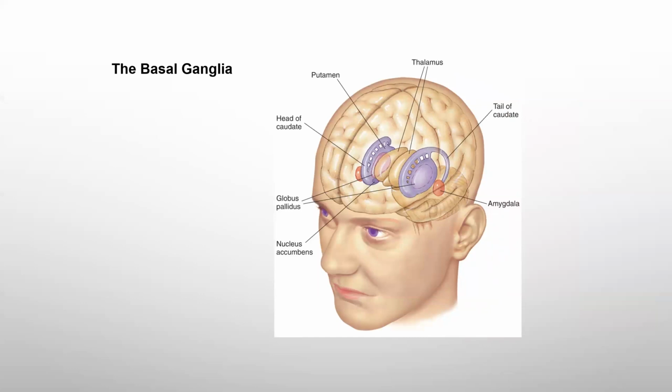Here, the basal ganglia. So we have the major parts again: nucleus accumbens, globus pallidus, the caudate, the putamen, okay, and then the amygdala. And it's nice here because you're seeing it in relation to other parts that we've already learned, like the thalamus.